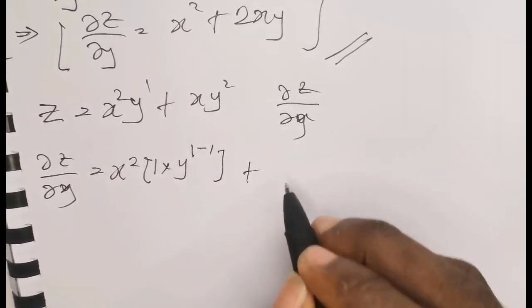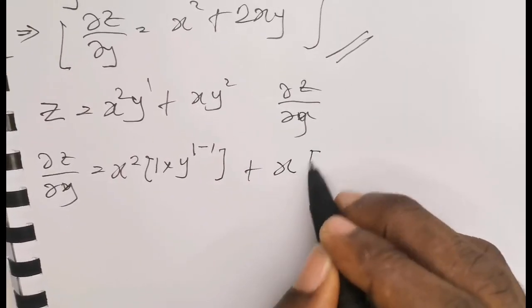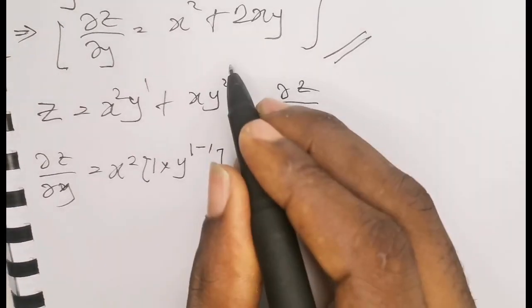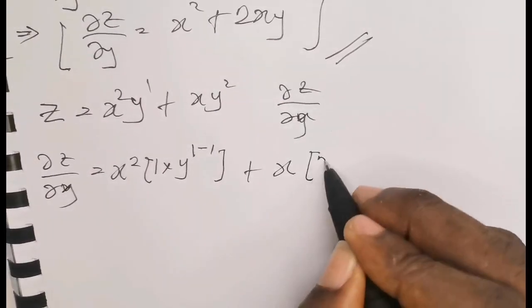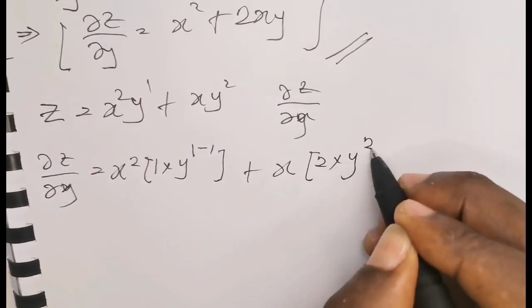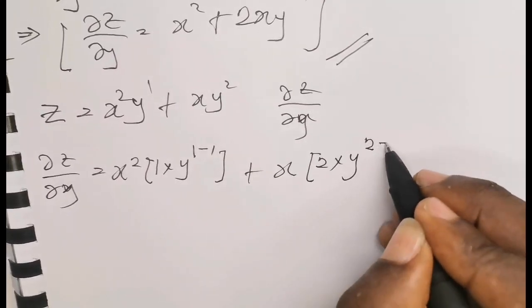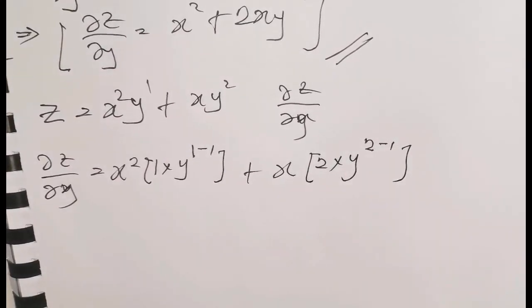Plus on this other side, also keep x as a constant. Let's differentiate y. y is to the power of 2. Remember, use the power 2 to multiply y to the power of 2. Then subtract 1 from the power, so you have minus 1. And you simply have this, okay?